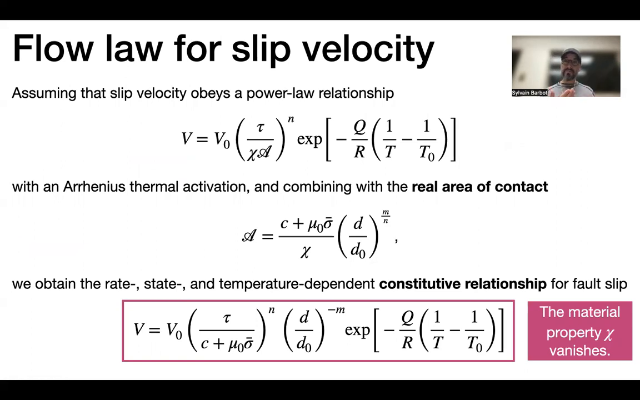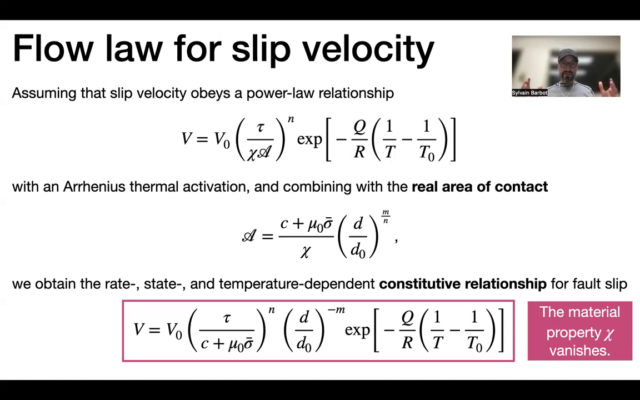So when we combine these two, we find a rate, state, and temperature dependent constitutive relationship for fault slip, where the material hardness, so this inherent property of the material, vanishes. We now have a constitutive law that is relatively independent of material properties, and that explains why rocks, from very weak to very strong, with different hardness and internal cohesion, would have very similar friction coefficients.